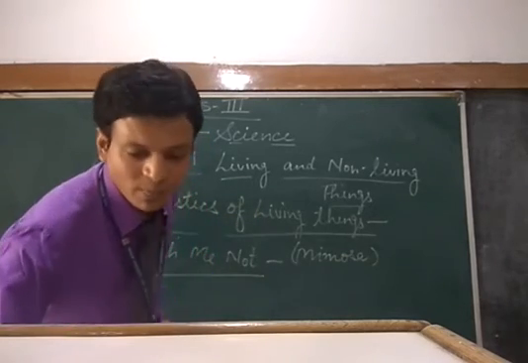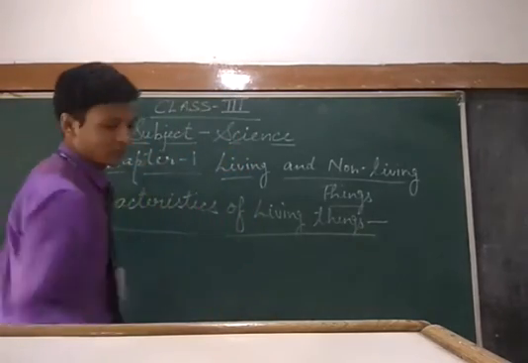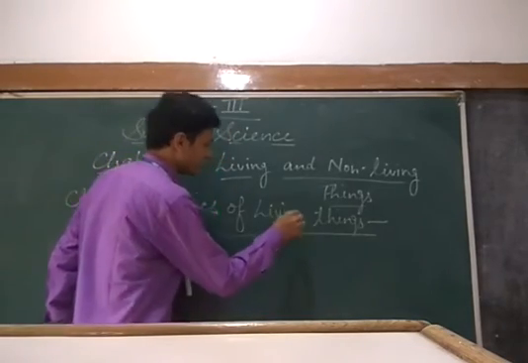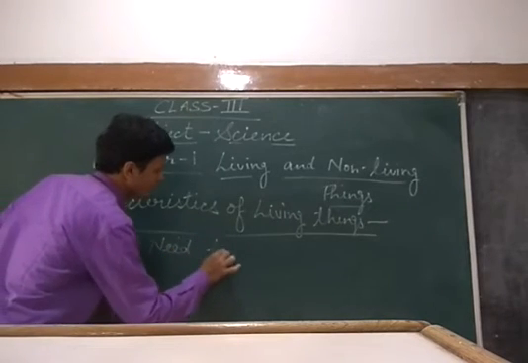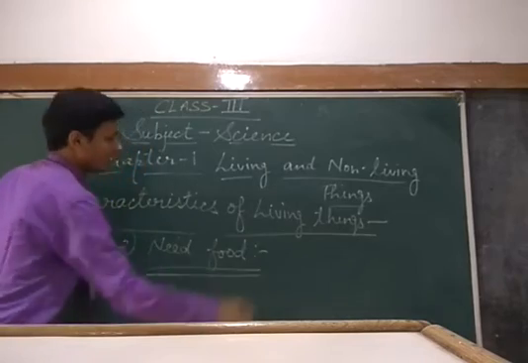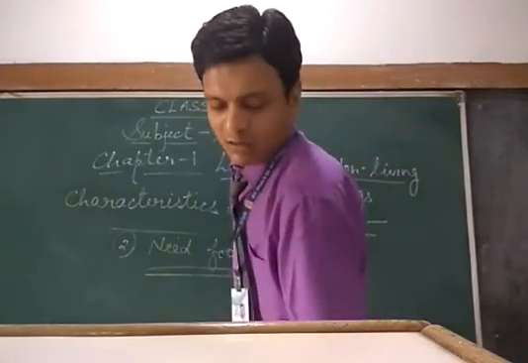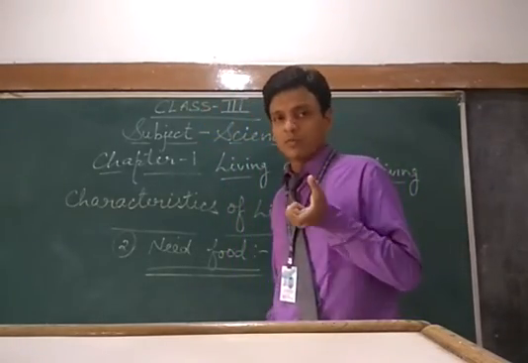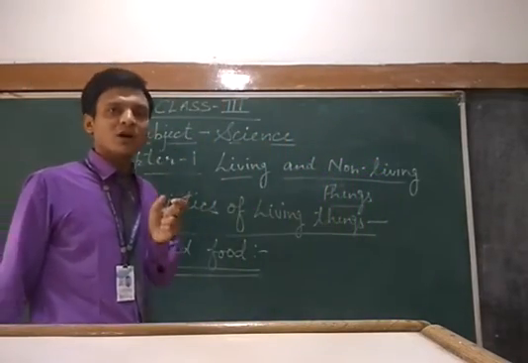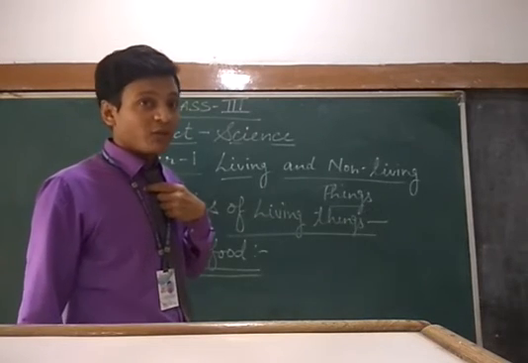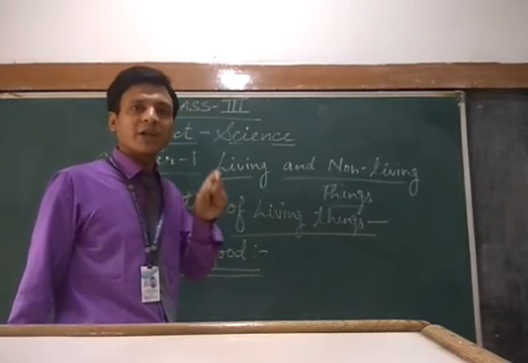Okay, students? Now the second characteristic of living things is need for food. Living things need food for gaining energy. Actually, you can look into your books. Living things need food and water to live. Food and water give us energy to survive, to do our work. We need food, but we can't prepare our food ourselves. We have to depend for our food on plants and on animals.